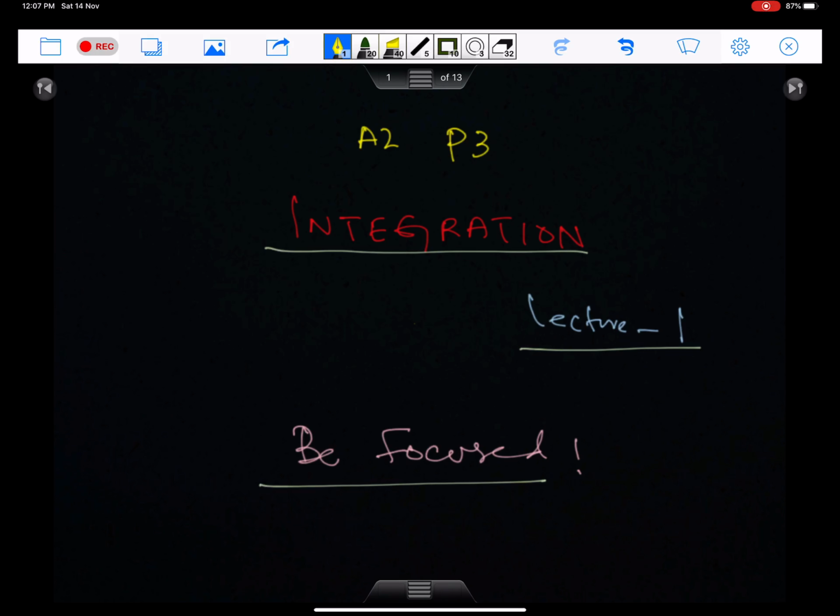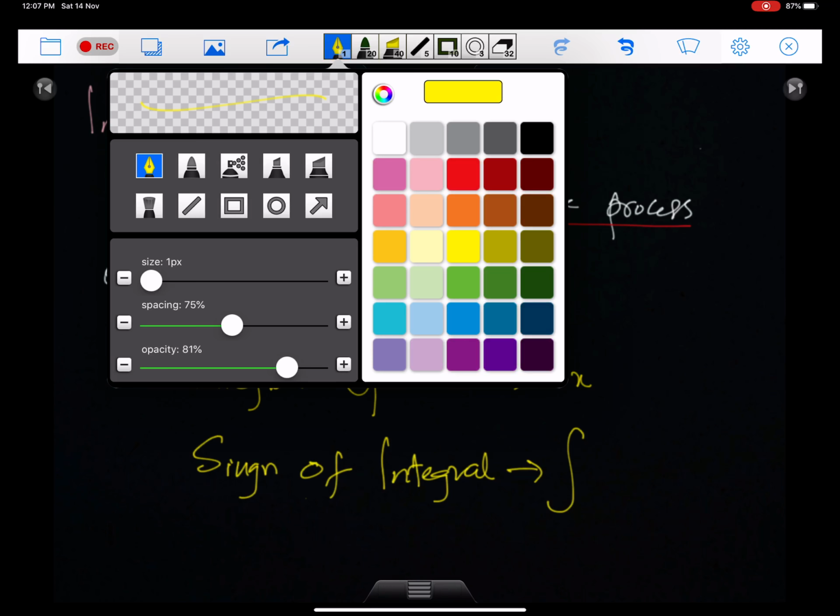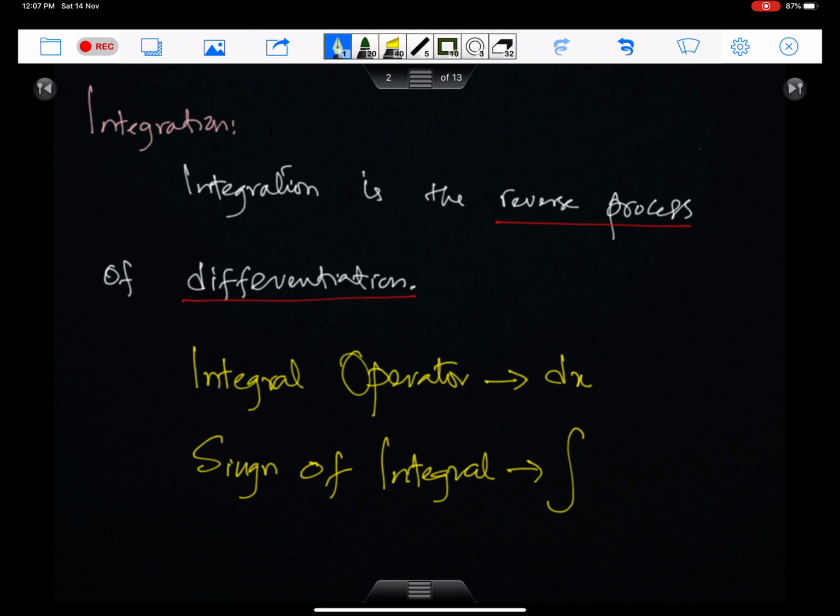Integration Lecture 1. In this lecture, I will discuss the basic things of integration. Let's start with the integral operator and sign of integral. Integration is the reverse process of differentiation. Therefore, to be good at integration, you must be good at differentiation.